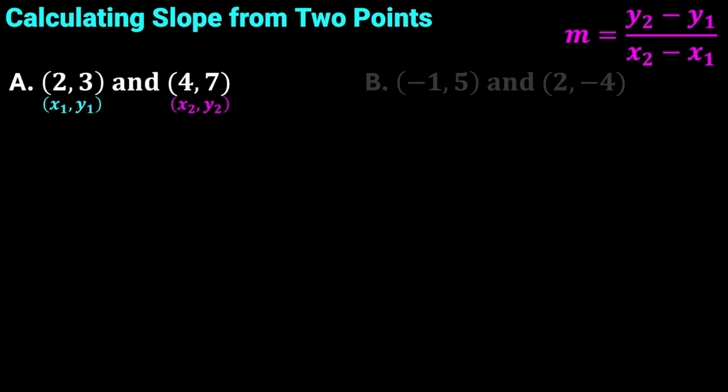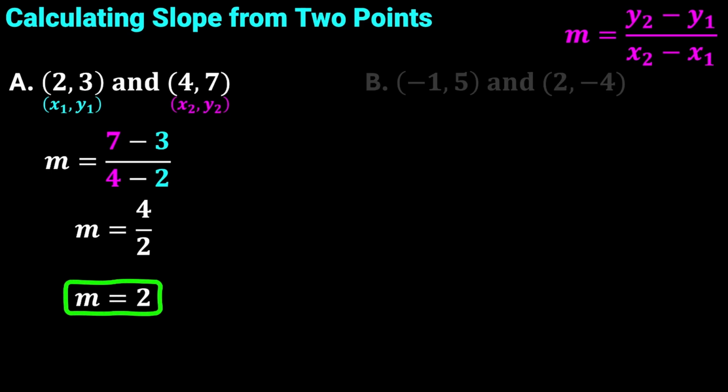And now all I need to do is substitute them into the slope formula. If you look at my labels, you can see that y2 is 7, y1 is 3, x2 is 4, and x1 is 2. Now I need to simplify my fraction. The top is 7 minus 3, which is 4, and the bottom is 4 minus 2, which is 2. And then finally, if I can, I'm going to simplify this fraction, and this fraction will simplify to 2. And so my answer is the slope is equal to 2.